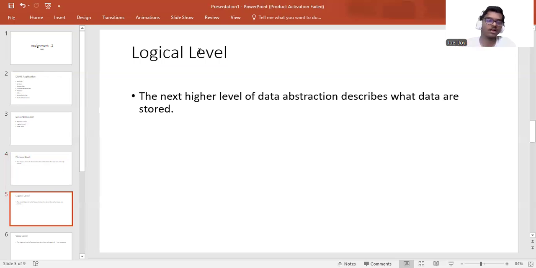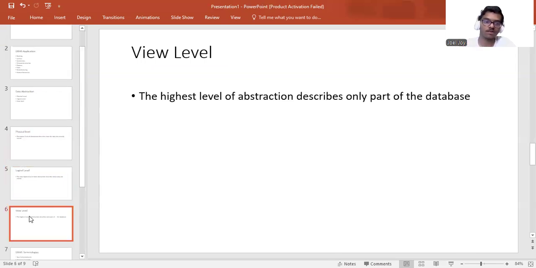abstraction. Now we'll move on to the last level, that is the view level, which is the topmost level, and it's the highest level of data abstraction. It describes only part of the data in the entire database. The view level of abstraction exists simply to simplify the users' interaction with the system. The system may provide many views for the same database.